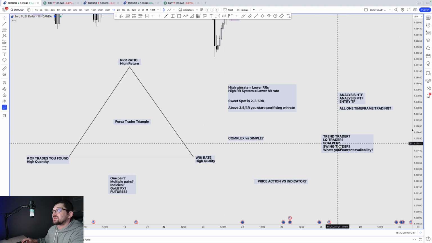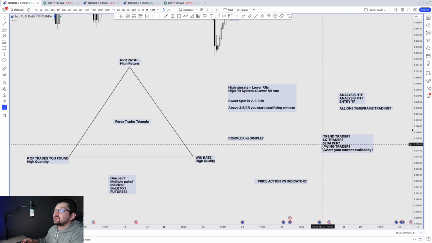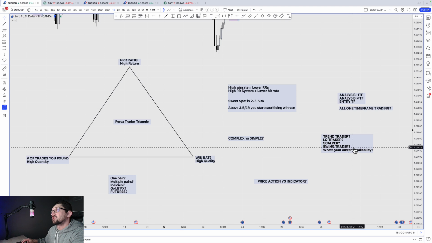Do you want to just scalp, which I don't recommend. I feel like scalping can be very hard on the psychology. Or do you want to swing trade, which is probably going to be the easiest to learn. The thing with swing trading is you have to have a lot of patience. You're waiting for days or weeks.